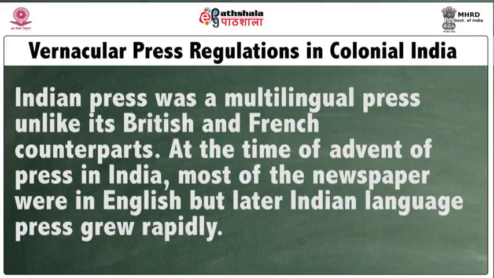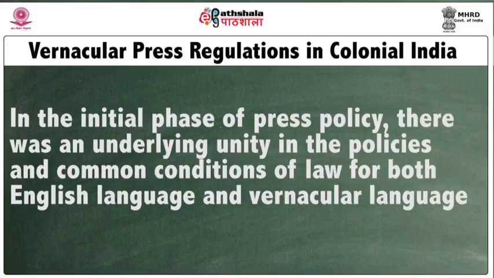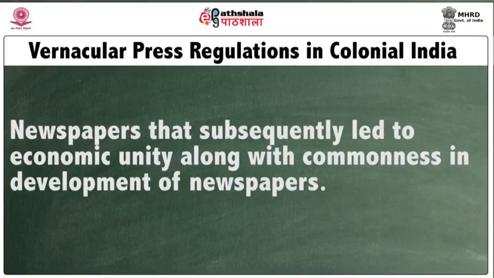Indian press was a multilingual press, unlike its British and French counterparts. At the time of advent of press in India, most of the newspapers were in English, but later, Indian language papers grew rapidly. In the initial phase of press policy, there was an underlying unity in the policies and common conditions of law for both English language and vernacular language newspapers. They subsequently led to economic unity along with commonness in development of newspapers.